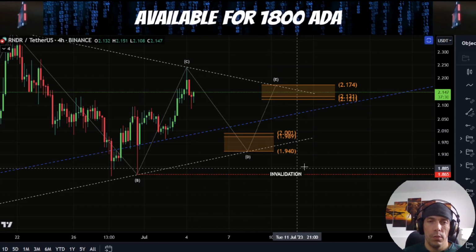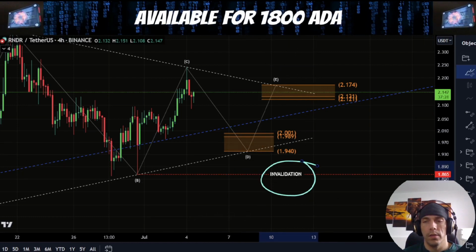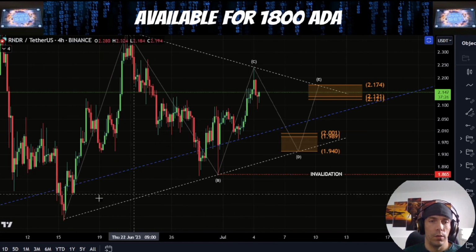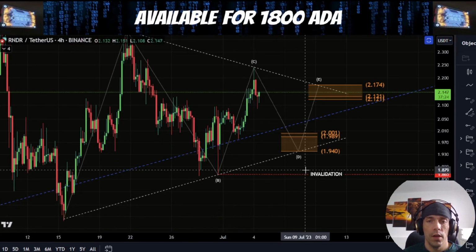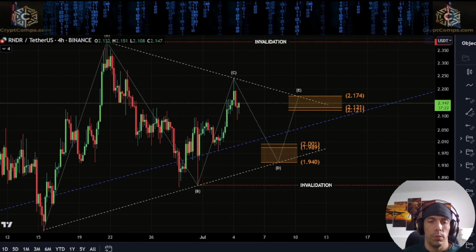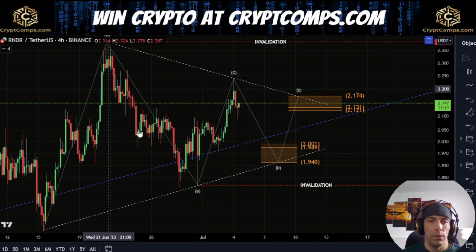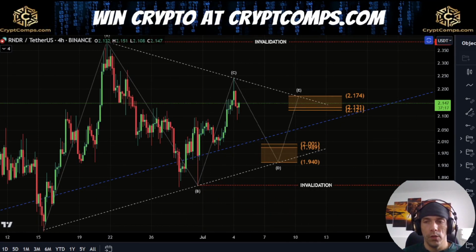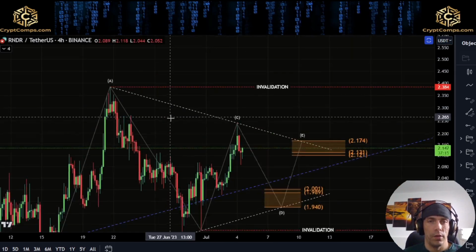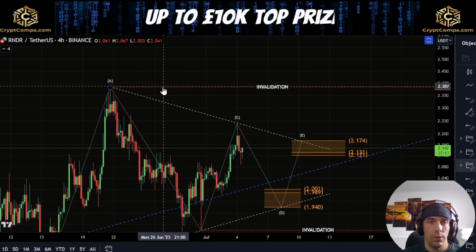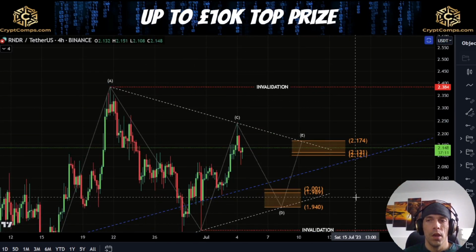Now, we don't really want to come down below this 186. This would invalidate the idea of the count as I have it marked out here, but we need to just also be careful because this could just be a different structure here. So if we lose this low point here of this 186, this triangle is invalidated, as well as that if we see a push to the upside past this $2.38.